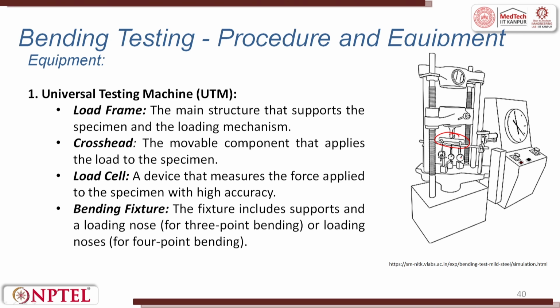There are 3 dial gauges attached here, and this is a 3-point loading. We have a load frame in a universal testing machine. We have a movable cross head so that the component applies load to the specimen. We have a load cell that measures the force. We have a bending fixture.